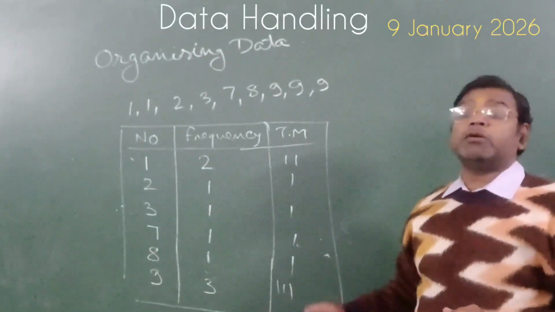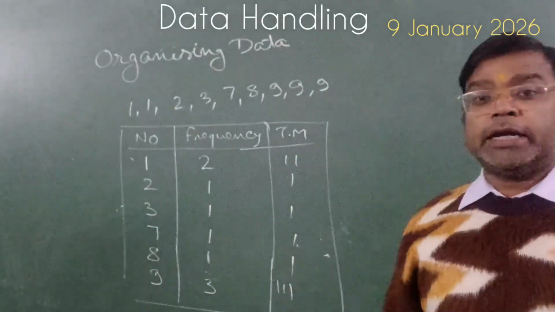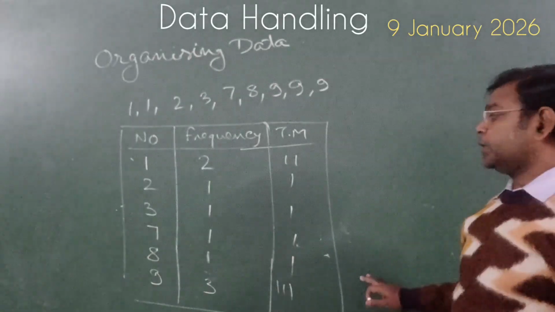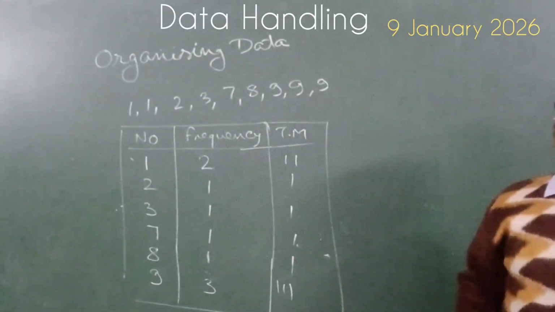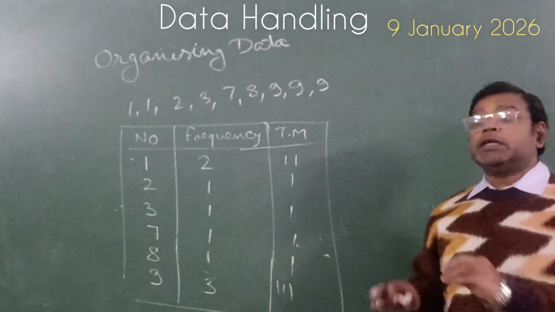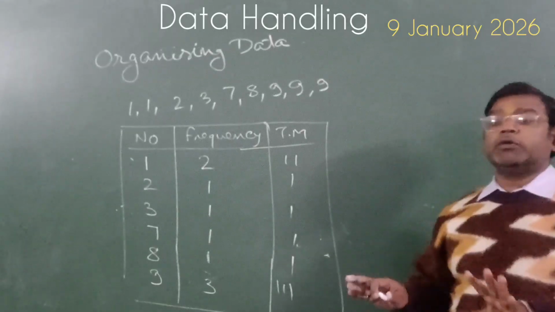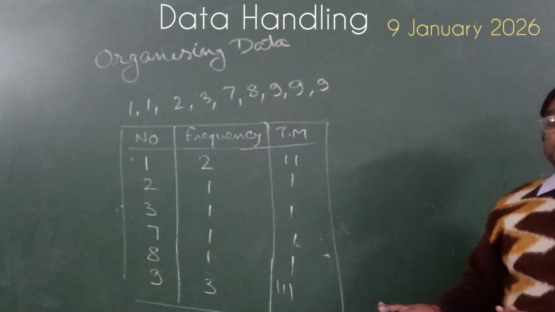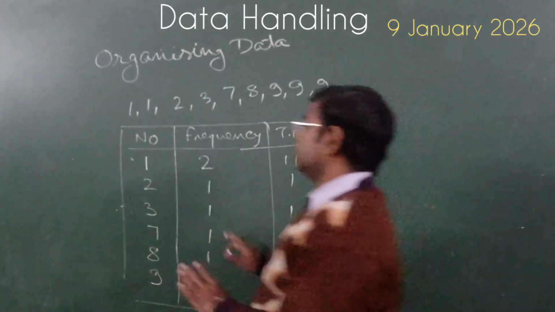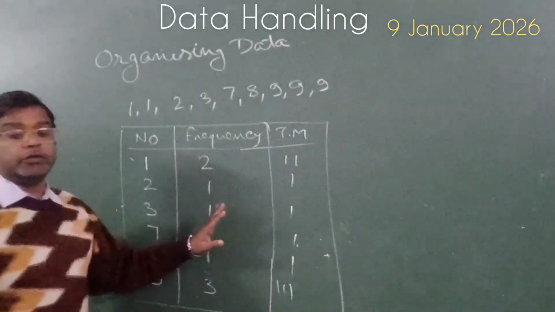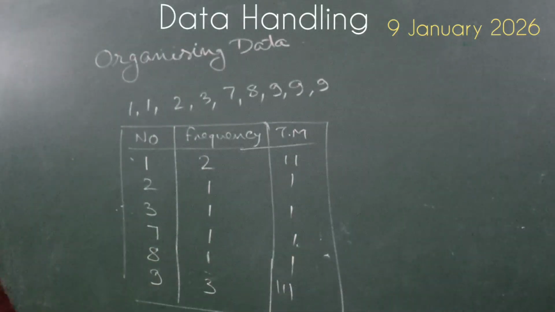Now the next one is about grouped data. What is that? In the case of grouped data, we need some groups. Yesterday I told you that it is a range starting from 0 to 10, then 10 to 20, likewise. So let's see the frequency distribution table for grouped data.